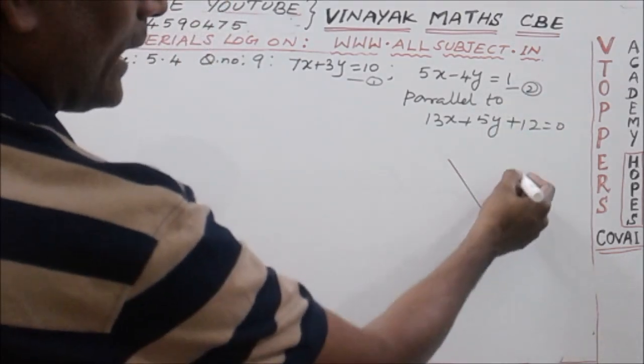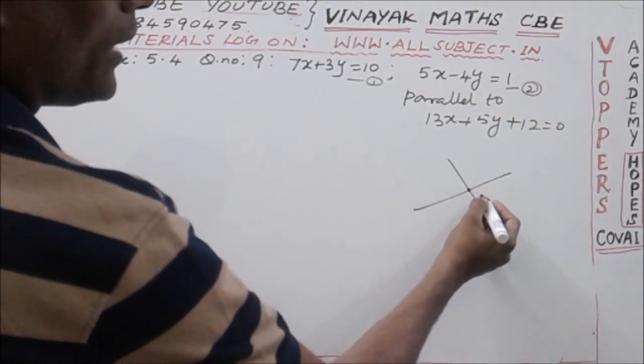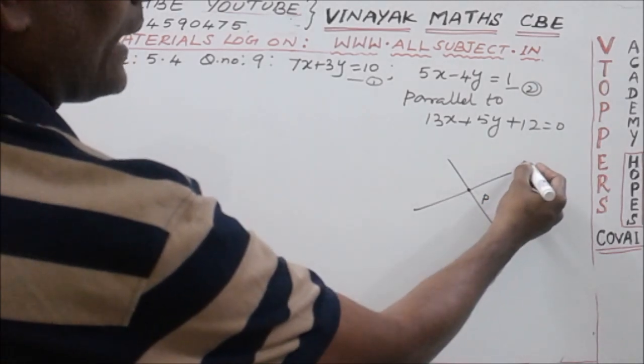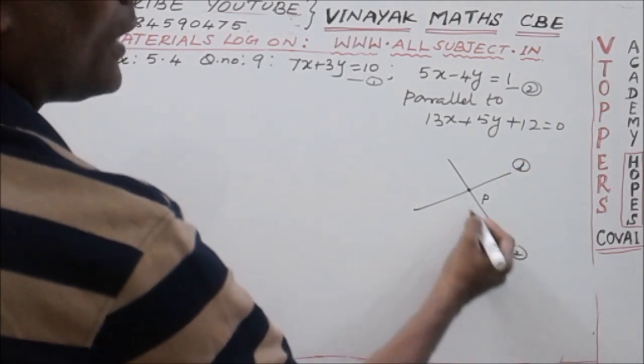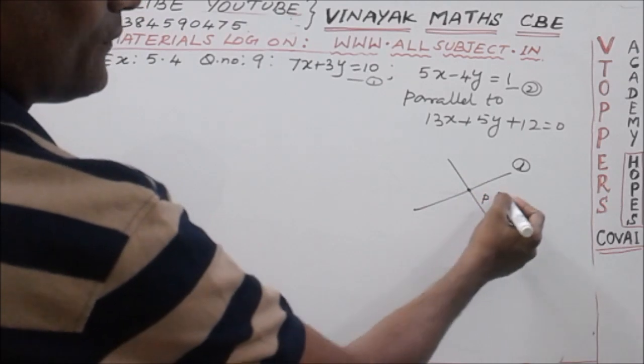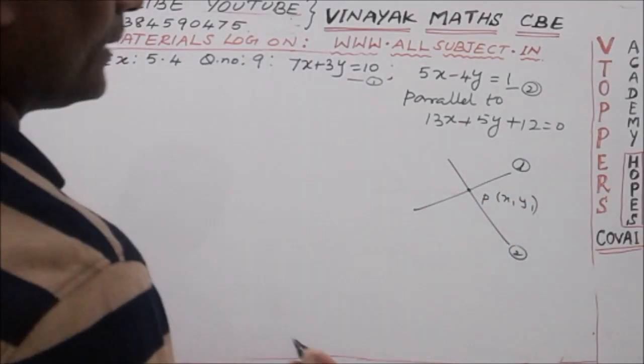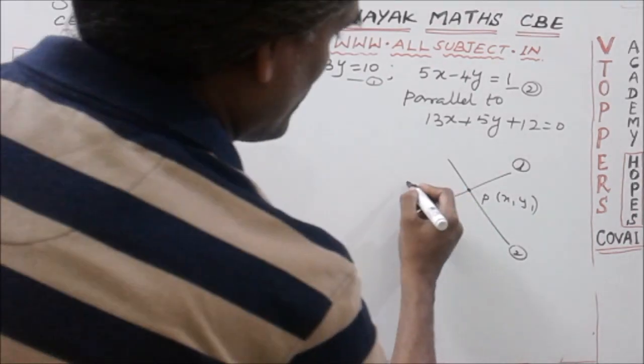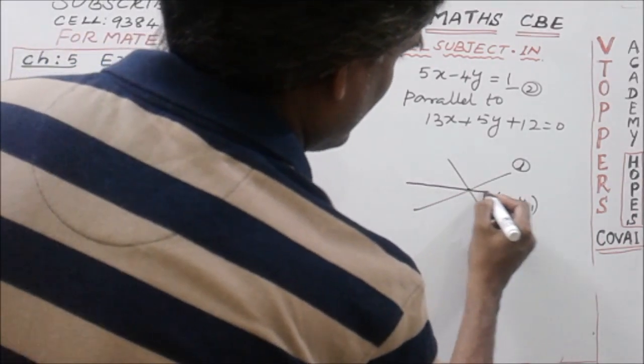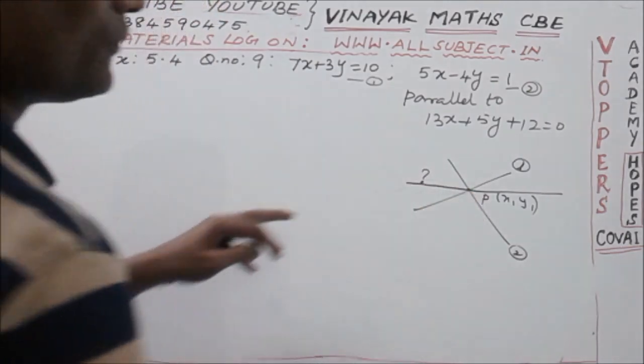Now these are the two lines intersecting at a point P. This is line 1 and line 2. This is the point of intersection x1 comma y1, and we should find the line that passes through the point of intersection of the lines. This is our required line. This is what we want to find.